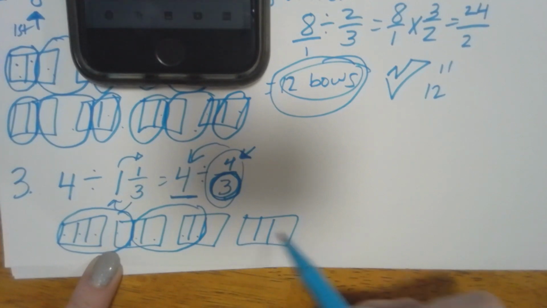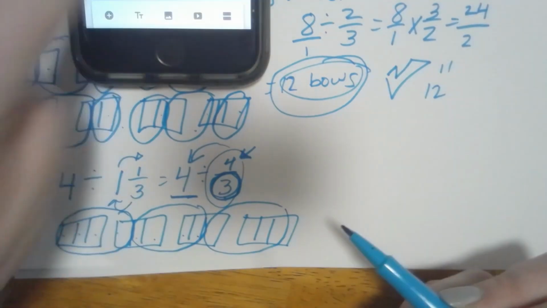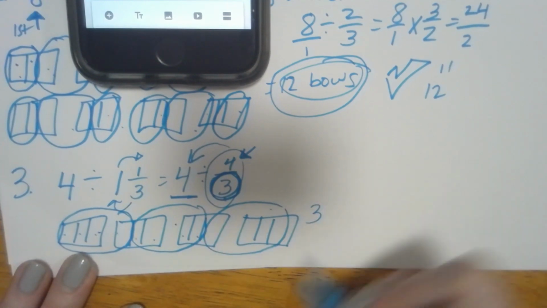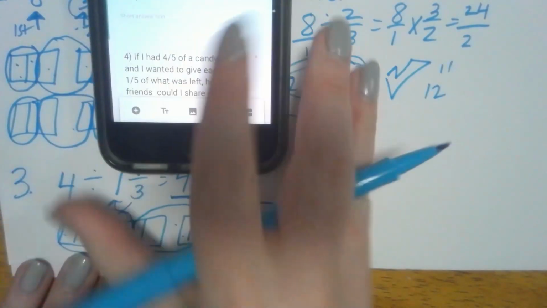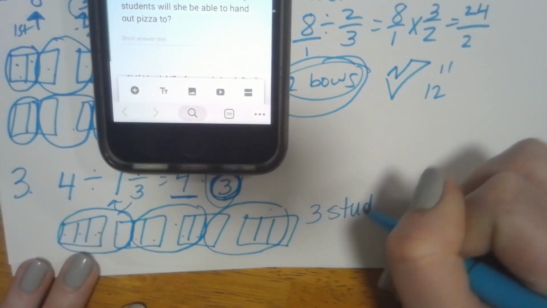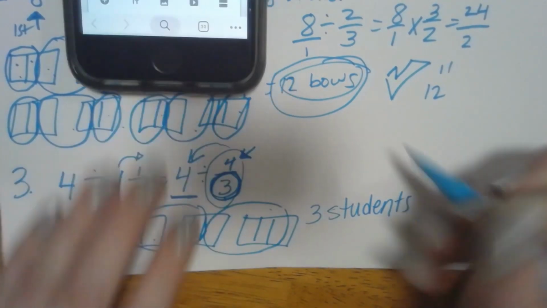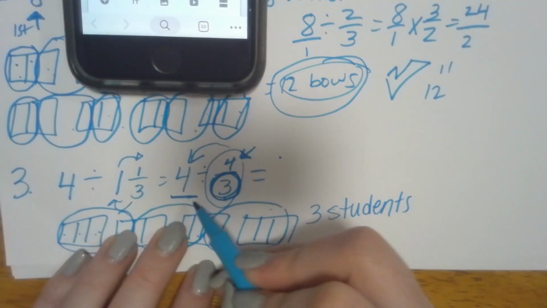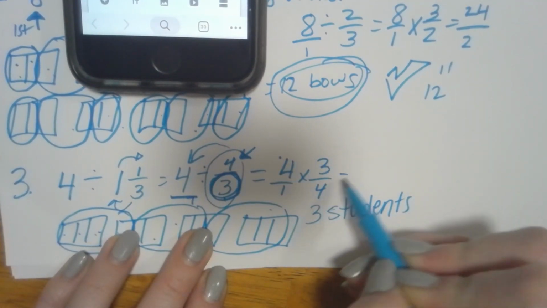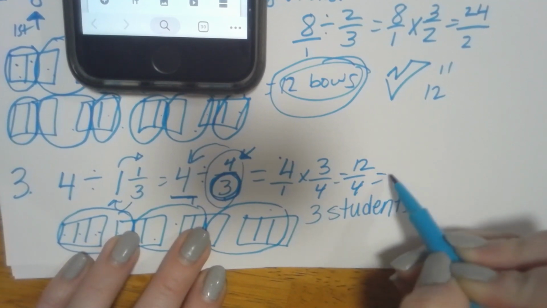Alright, so how many groups did I make? I made 1, 2, 3 groups. That means she can share the pizza with 3 students. Let's go ahead and check that. Over 1, keep, change, flip, equals 12 divided by 4 equals 3. They match. Our model was great.